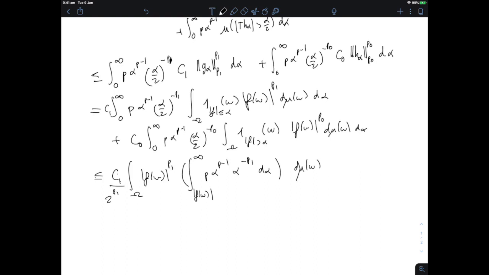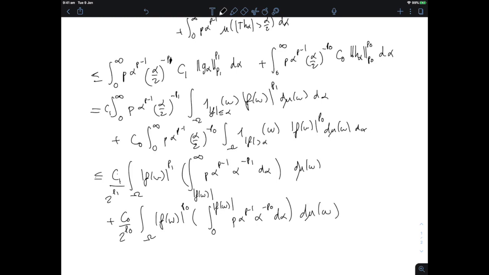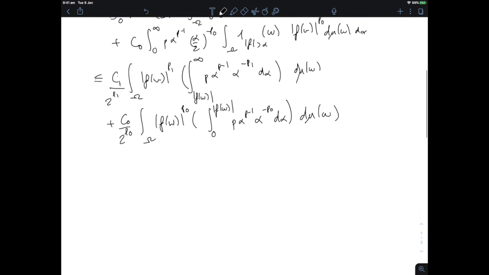Okay. And now I've got the second term, which is C0, 2 to the p0, integral over omega, f of omega to the p0. This may or may not be finite, by the way, but we'll see that this is finite. And this time, on the C0 part, alpha is below f, so what we have is the integral from 0 to f of omega of p alpha^(p-1) alpha to the minus p0, d alpha, d mu of omega. Okay, now let's compute these integrals, and what do we get?